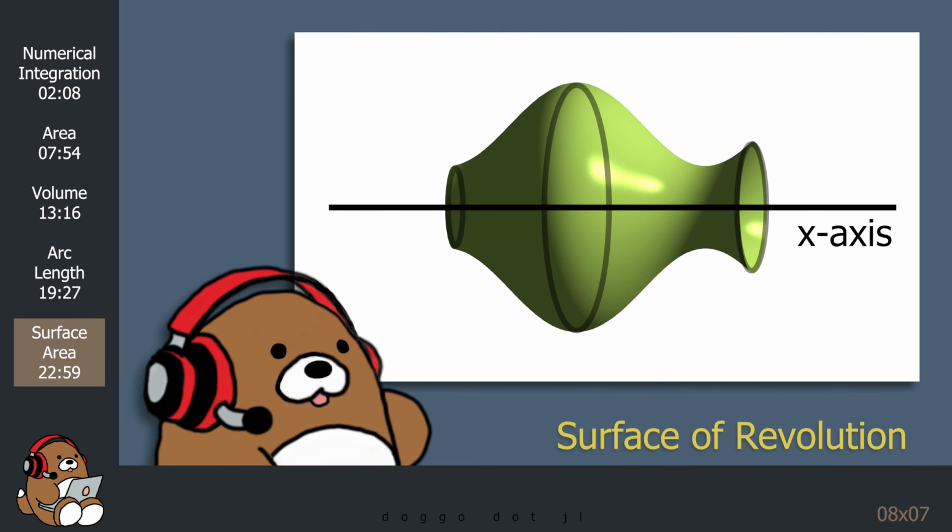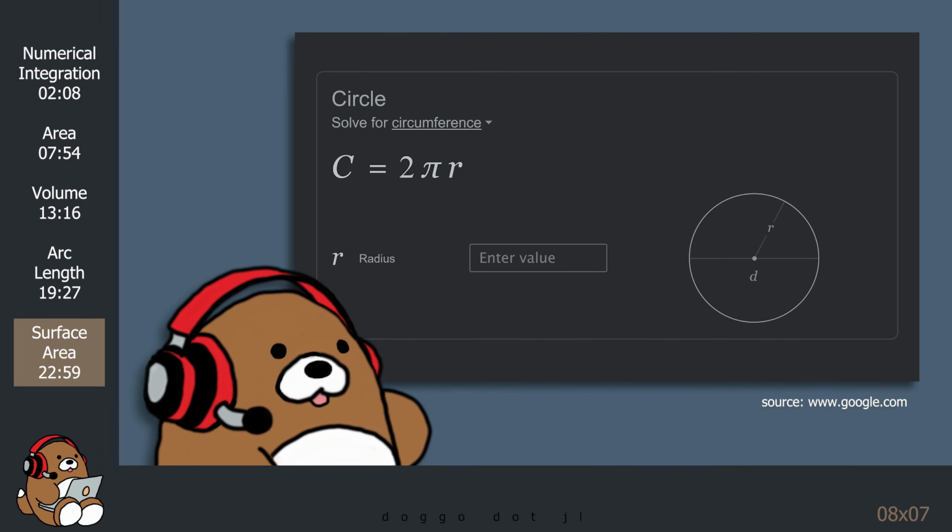Conceptually, calculating the surface area of a curve rotated around the x-axis is similar to calculating the volume. But instead of using the area of a circle, we need to use the circumference of a circle. We know from geometry that the circumference of a circle is 2 pi r. As in the volume example, the radius of each circle is f of x for every value of x within the interval.